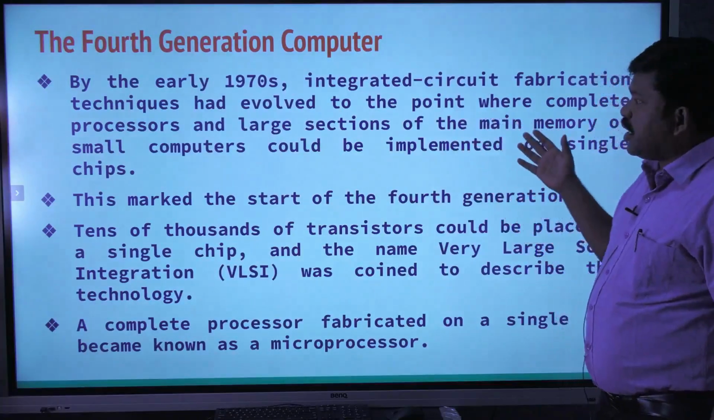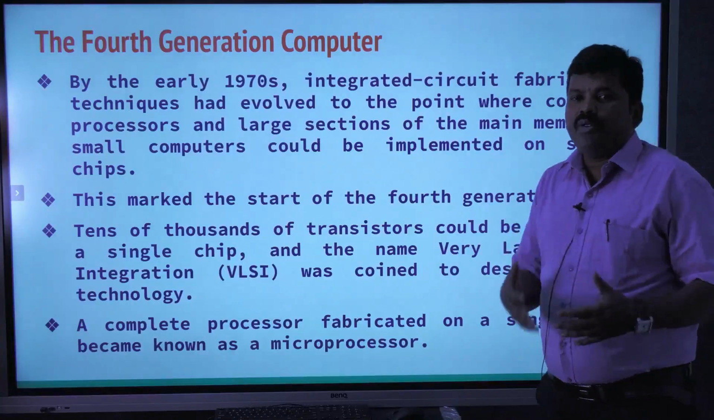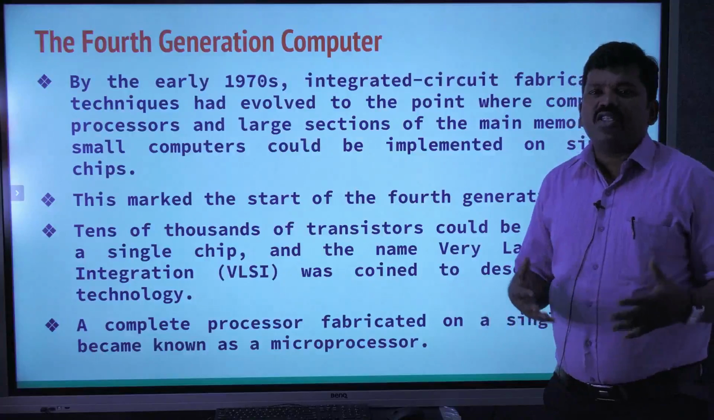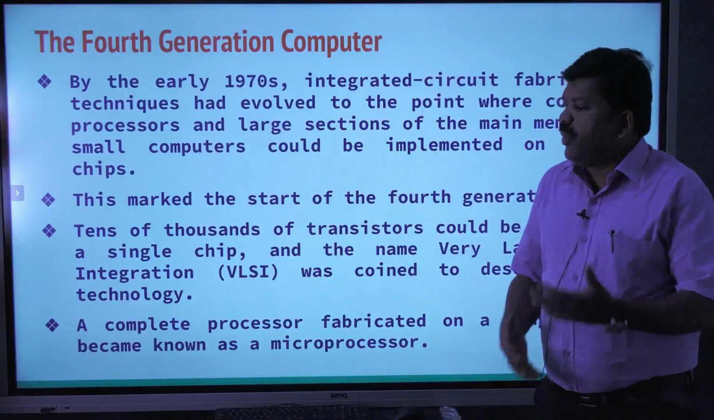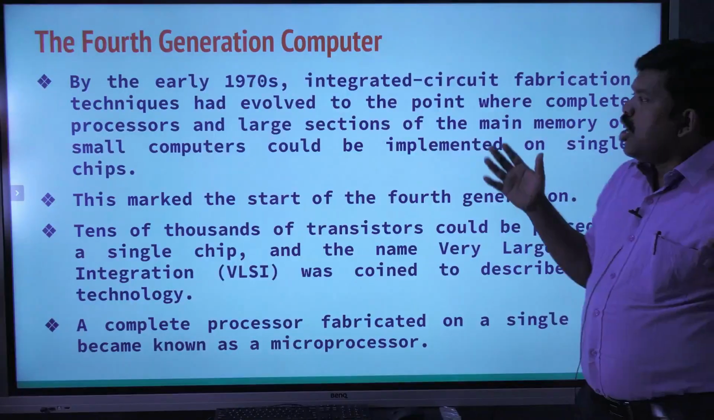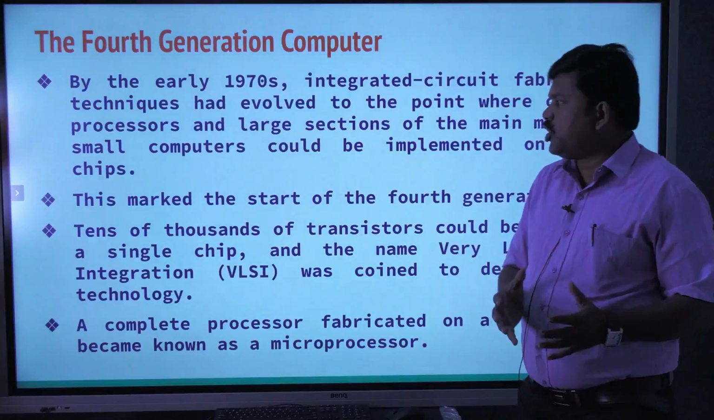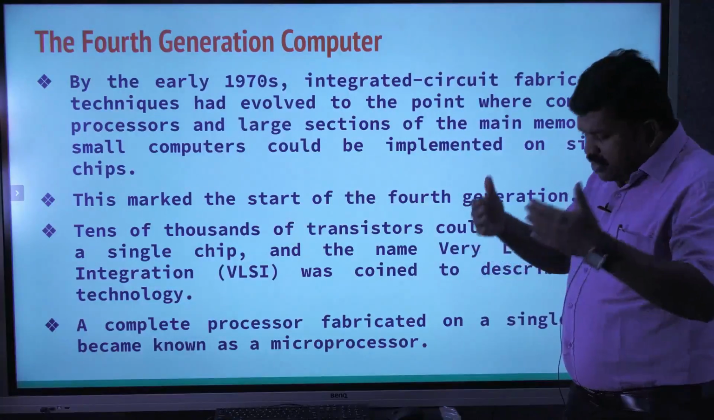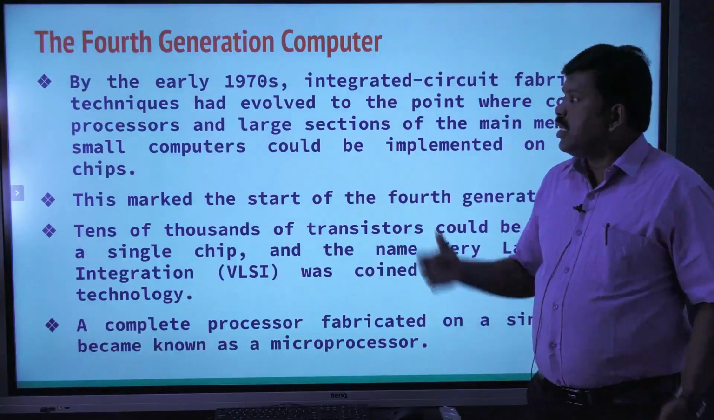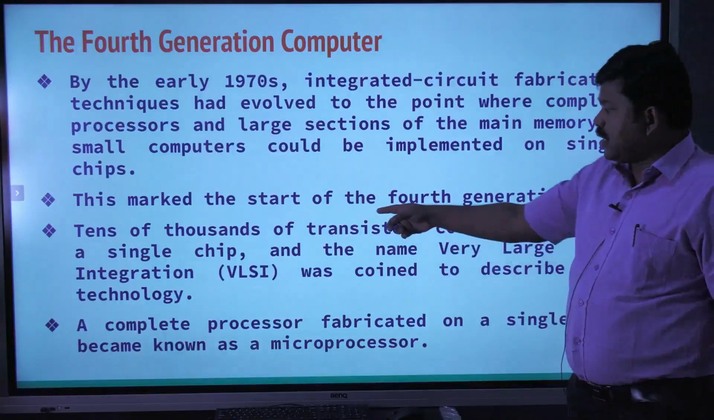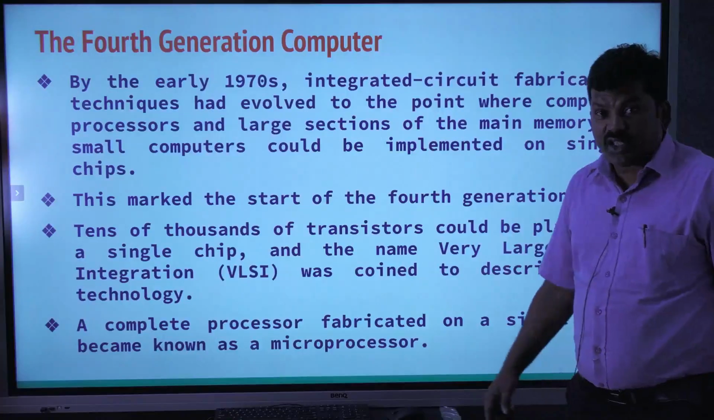With the integrated circuit, they were able to add thousands to millions of transistors on a single chip, which makes the system speed greater. At the same time, the chip technology reduced the size, so that the third generation computers were reduced further in size. They come under fourth generation computers. So this marked the start of the fourth generation computers.